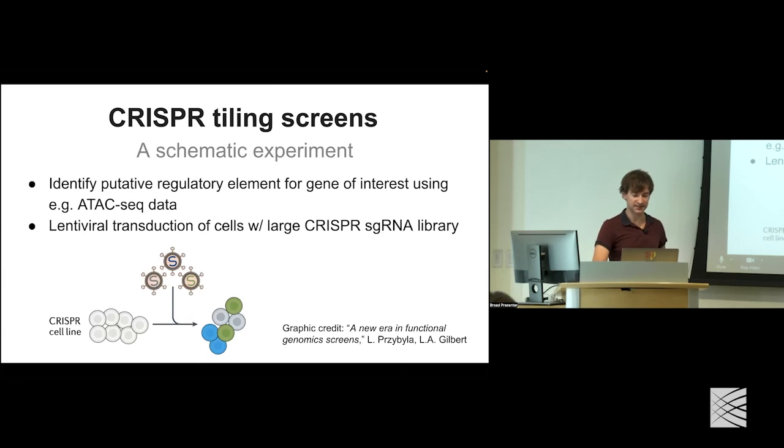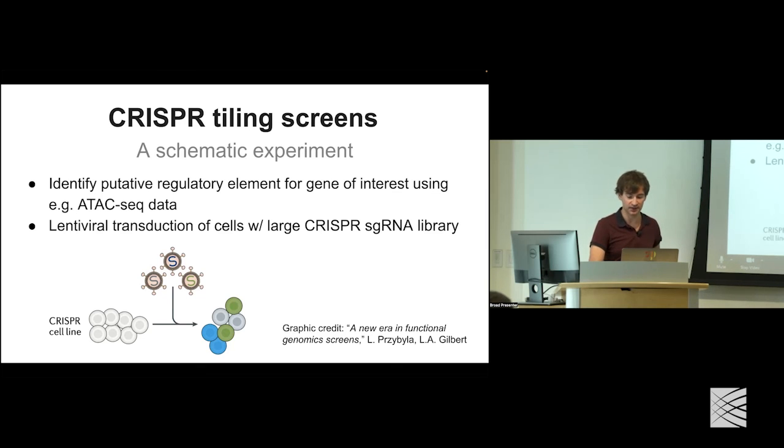So let me describe a schematic experiment. You can imagine different experiments that differ in detail from what I'm about to describe, but this is just a high-level cartoon description. Imagine that we identify some regulatory element that we're interested in that we think is linked to some target gene of interest. Maybe we identified it using ATAC-seq data or some other source of outside information. Then we prepare some large cell line, and we're going to transduce cells with CRISPR single guide RNAs that target this particular genomic region of interest.